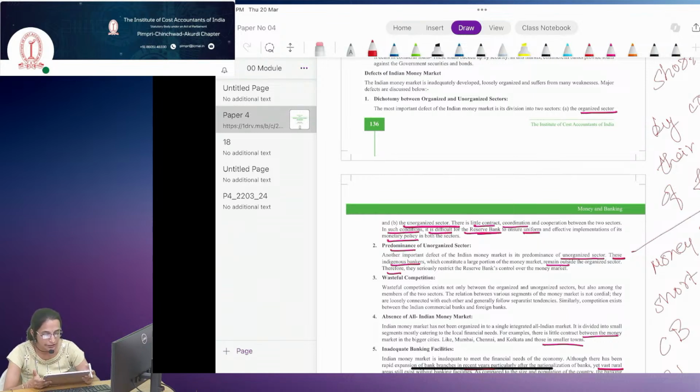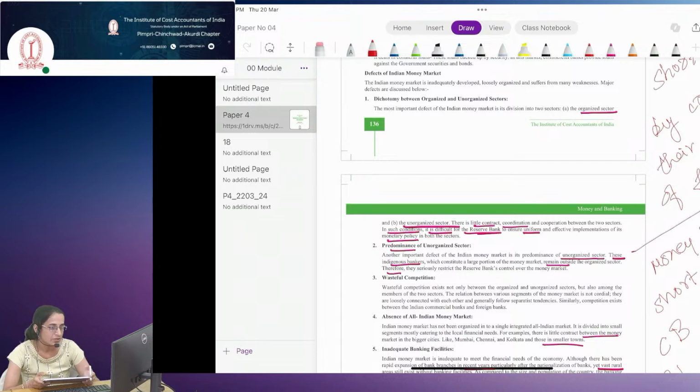The most important defect in the money market in India is its division between two sectors, the organized sector and the unorganized sector. There is little contact, coordination and cooperation between the two sectors. It means that cooperation and coordination is not at all there between these two sectors. In such conditions, what happens? It is difficult for the Reserve Bank to ensure uniform and effective implementation of its monetary policy in both the sectors.